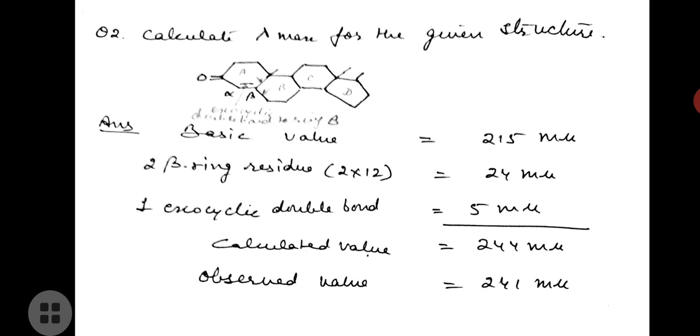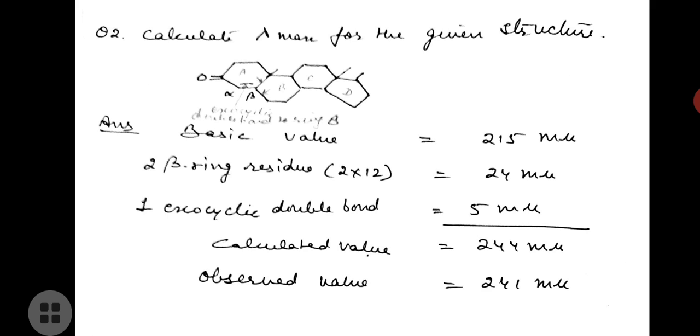So we have discussed the exocyclic double bond, homoannular dienes, heteroannular dienes, and all these in Woodward Fieser rule part 1, that is for dienes. So just go through that video to understand exocyclic double bond, endocyclic double bond, homoannular dienes, heteroannular dienes, etc., so that you are able to easily understand how to see them.